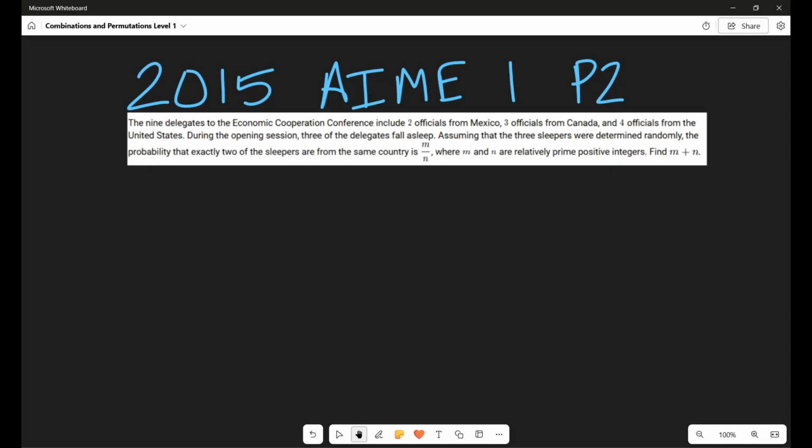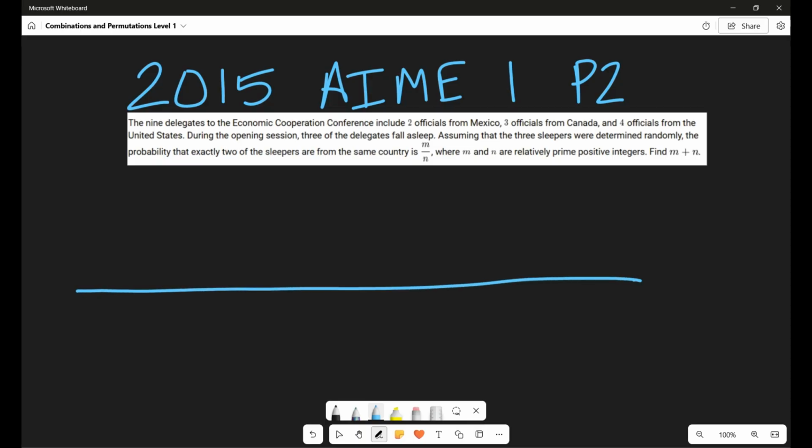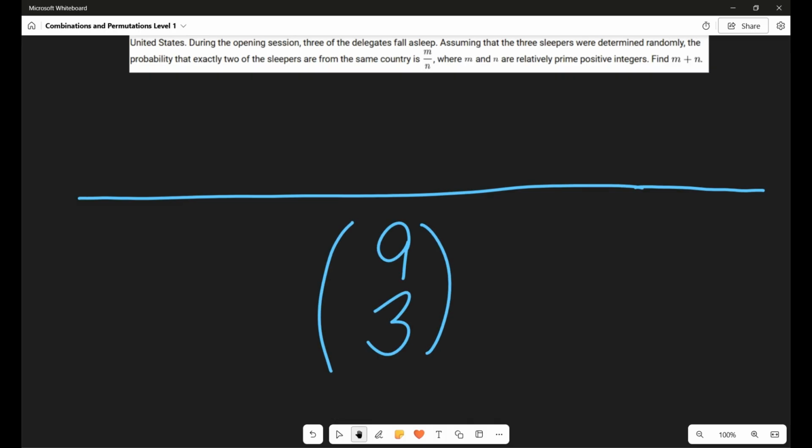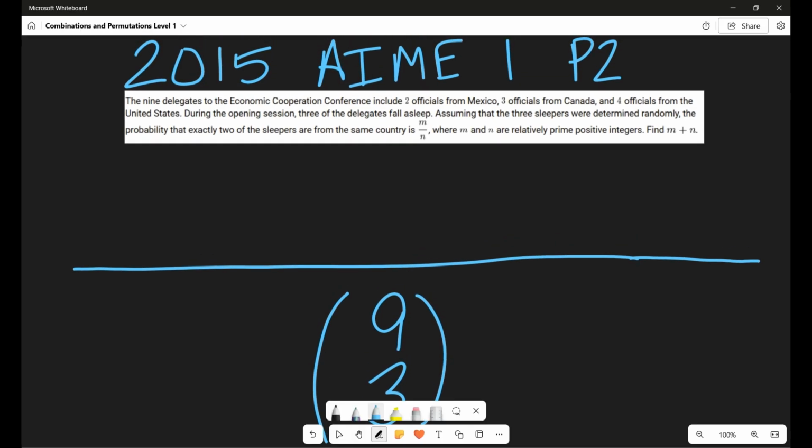So I think in this problem, it's way easier to find our total number of possibilities than our successful number of possibilities. So let's first look at our denominator. So let's put the fraction bar through. And our denominator is just how many ways there are to choose 3 people from a total of 2 plus 3 plus 4, which is 9 people. And choosing 3 from 9 is just by definition 9 choose 3. Now our numerator is a little more complicated and takes a little bit more work.